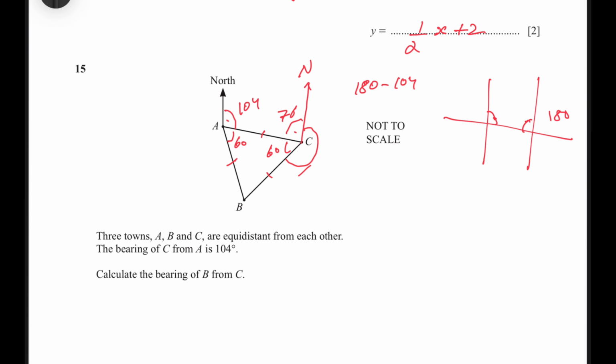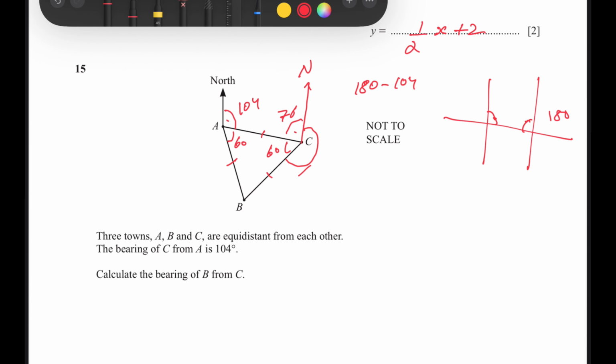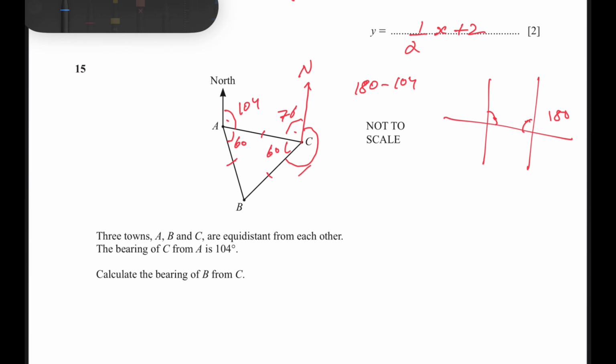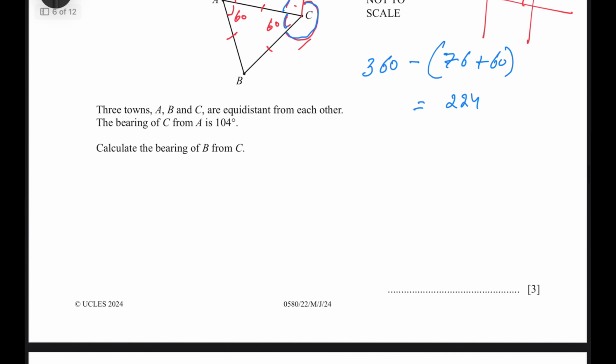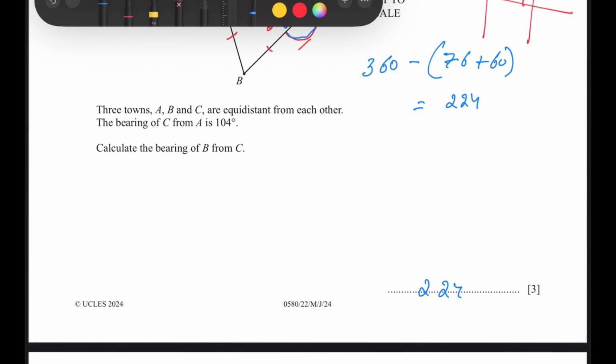Okay. So now, using a different color, we have to find this angle. So what is this angle? See, this is 76 and we know that this is 60. So this angle could be found by using 360 minus the sum of these two, 76 plus 60. So from 360, if we subtract the sum of 76 and 60, this equals 224. So the bearing of B from C is 224. All right. That's good.